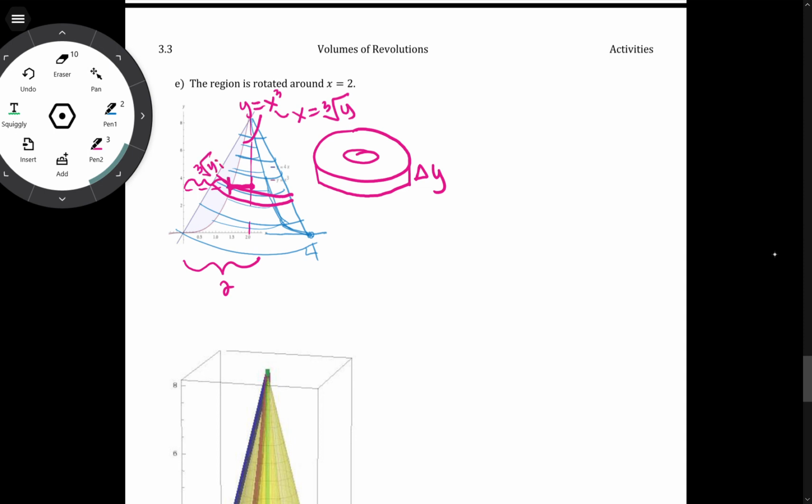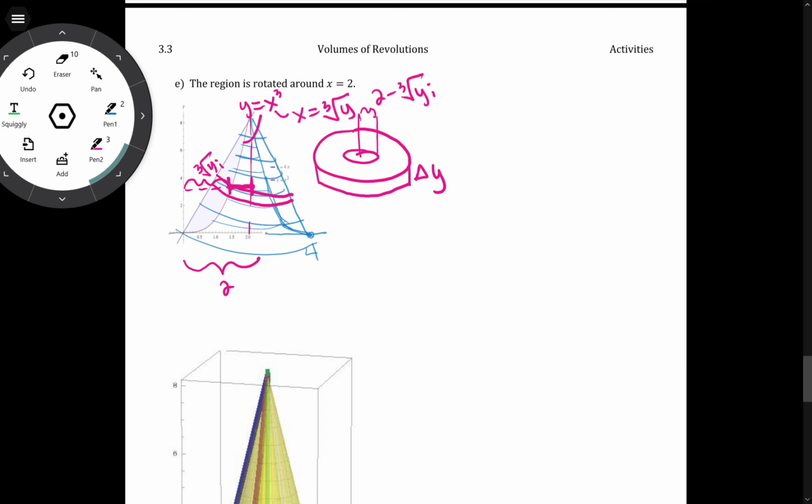I'm looking for this little solid region right here. So what I want is 2 minus the cube root of y. That's my inner radius, whichever y I'm at. And then it's a similar idea for the outer radius.